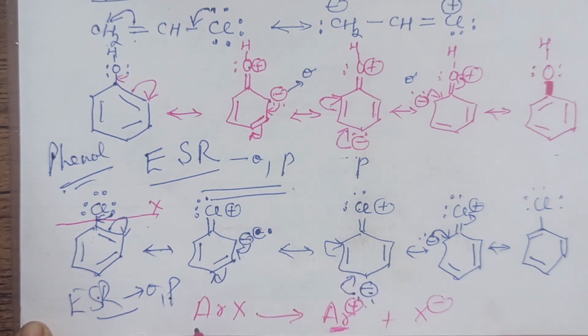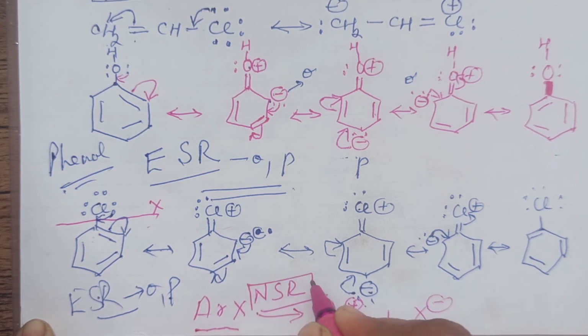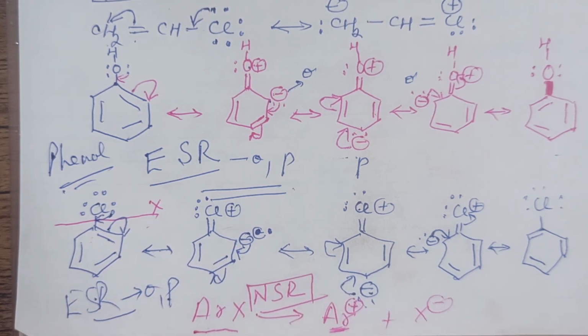So there is a question, actually a part of class 12. It is asked why aryl halides cannot undergo nucleophilic substitution reactions easily. Nucleophilic means they should be attacked by a nucleophile. To be attacked by a nucleophile, the bond should break and form Ar plus. Because the bond cannot break, it cannot form Ar plus, so it cannot undergo nucleophilic substitution reaction.